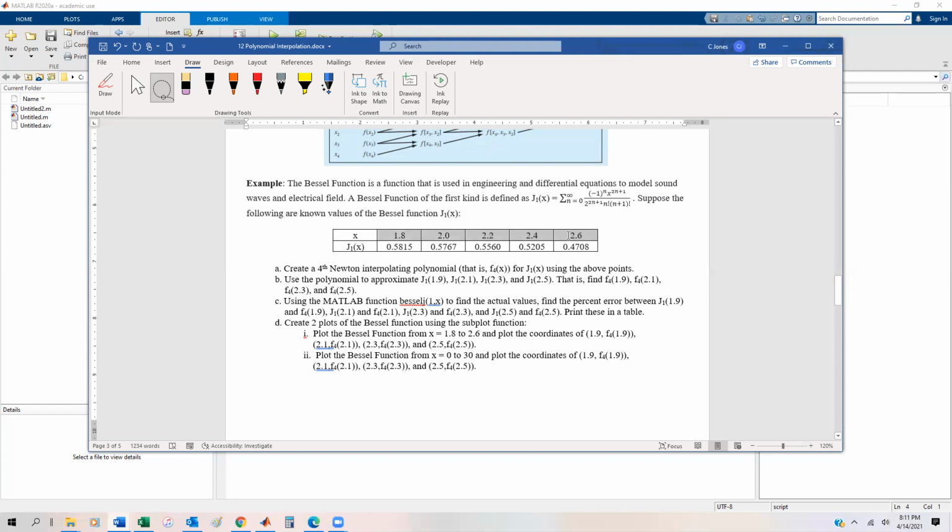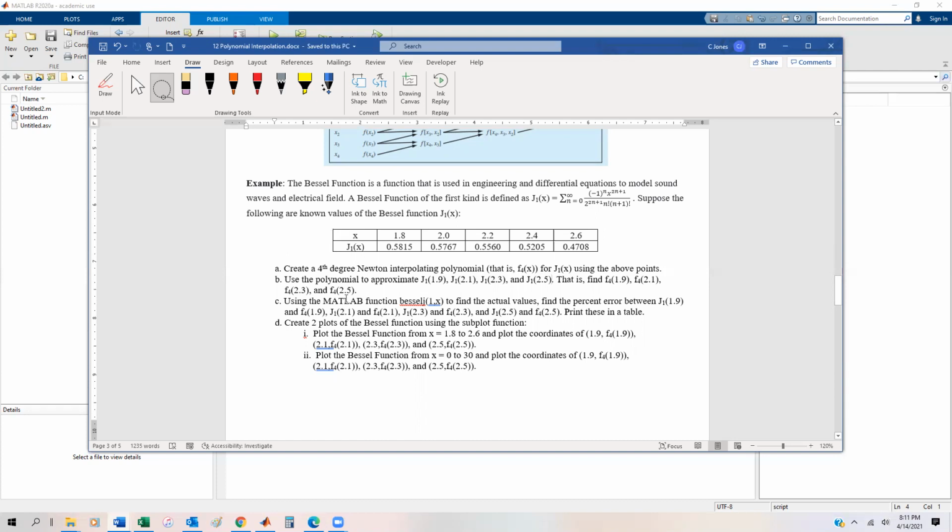So maybe they knew 5 points, and these were the corresponding values of the Bessel function. Because we have 5 points, we're going to create a fourth order Newton interpolating polynomial. We'll say a fourth degree Newton interpolating polynomial, and we're going to find J1 using the points above. And then we're going to approximate numbers in between. So let's approximate 1.9, 2.1, 2.3, and 2.5 using the fourth degree polynomial.